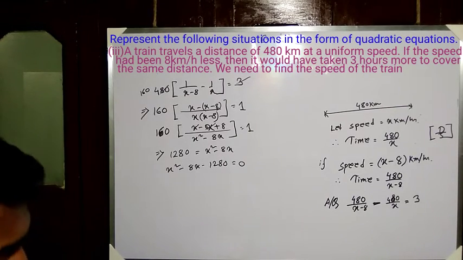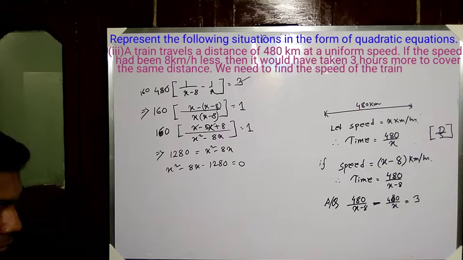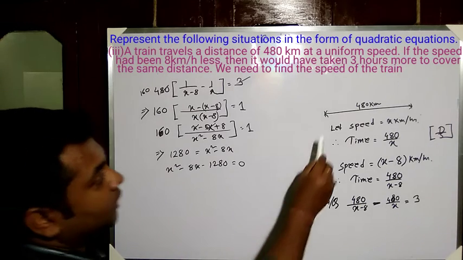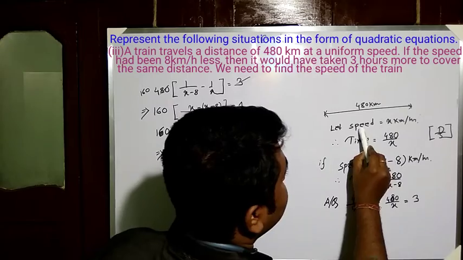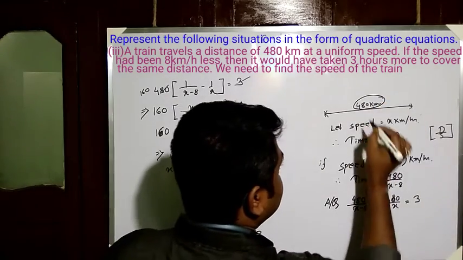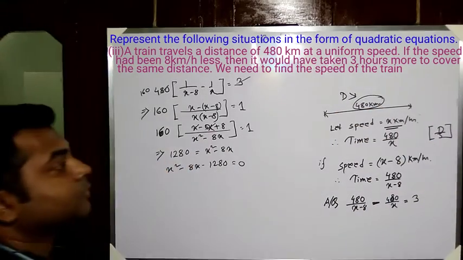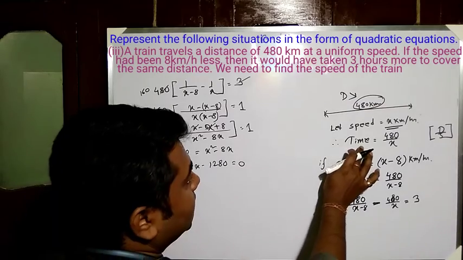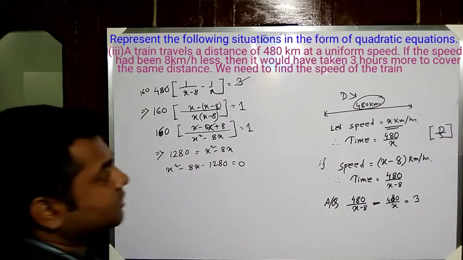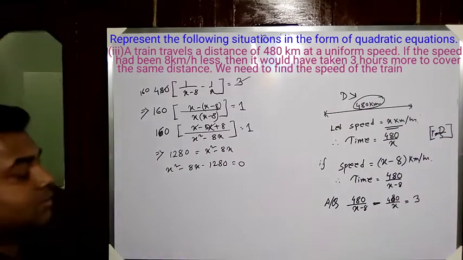Read the question very carefully. What is the question there? A train travels a distance of 480 km at a uniform speed. So one train is covering the distance 480 km with speed x km per hour. This is distance and this one is speed. So what will be the time? The time taken by the train is 480 by x. What is the formula there? T equals d by s.